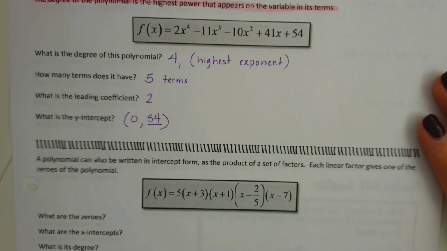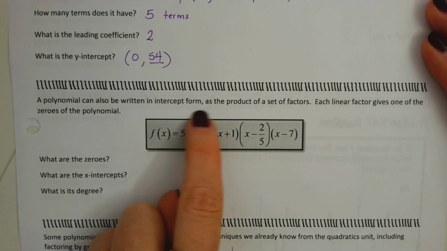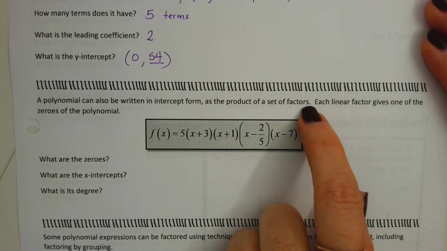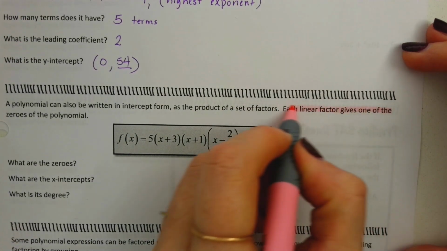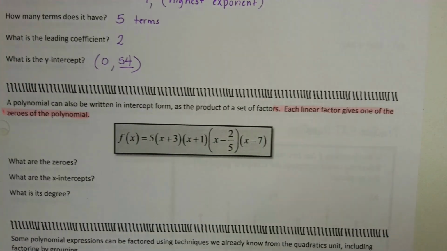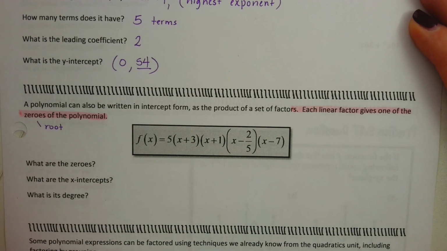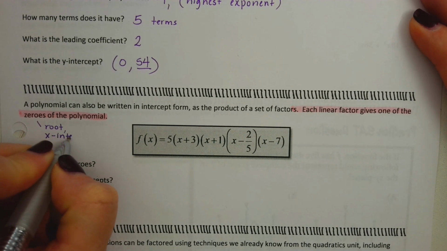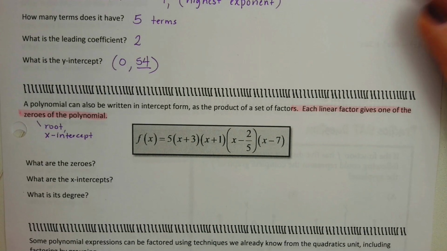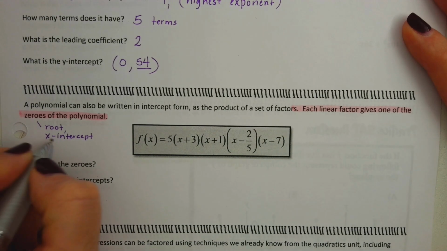A polynomial can also be written in intercept form. We actually had intercept form when we were learning about quadratics. Intercept form is just basically the factored form. Each linear factor gives one of the zeros of a polynomial. So each of those factors gives you a 0. What are the synonyms we know for 0? Root. What else? X-intercept. Yeah. One more. Solution. Yeah, solution.